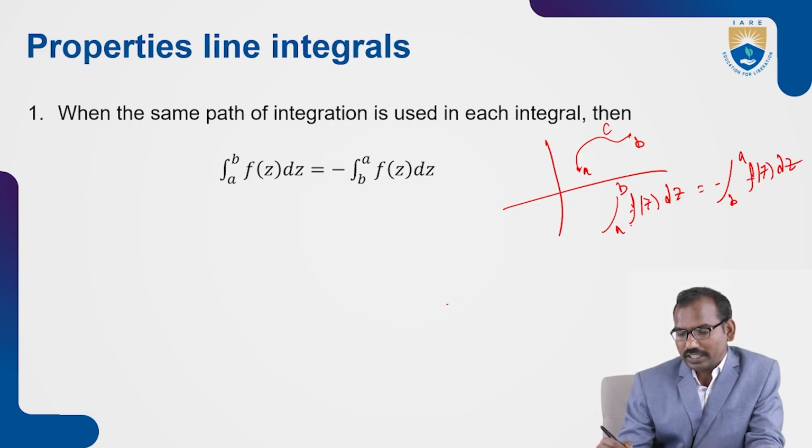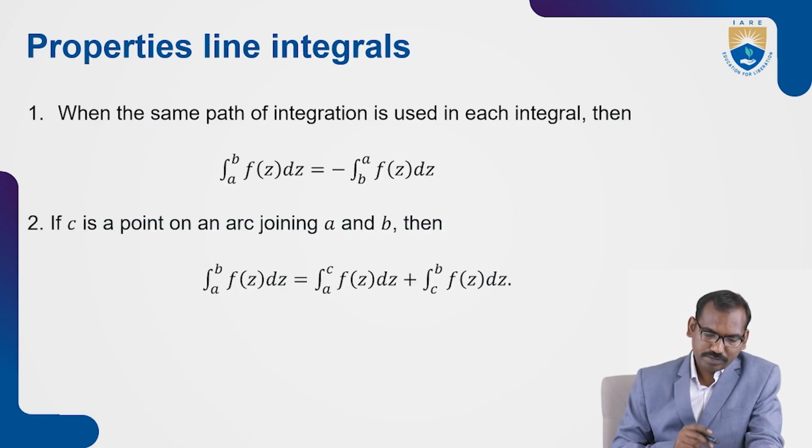Here, when I am evaluating integration, I am using curve C. In both integrals, the path is the same, but the endpoints are different. In that case, we will have the integral from a to b of f(z) dz is the negative of the integral from b to a of f(z) dz. In this case, the path is the same.